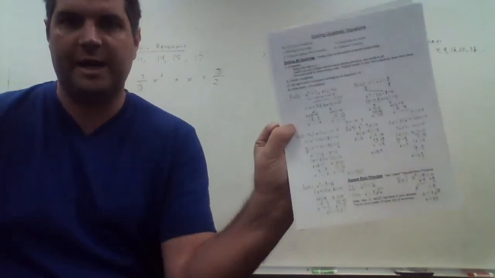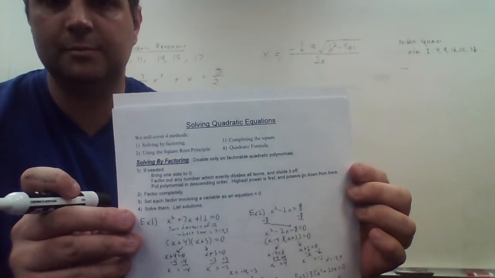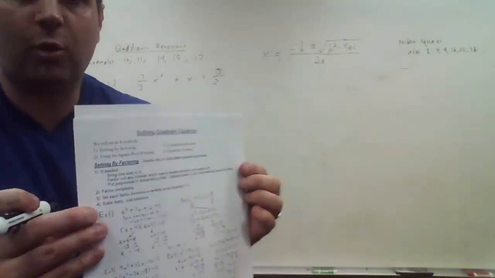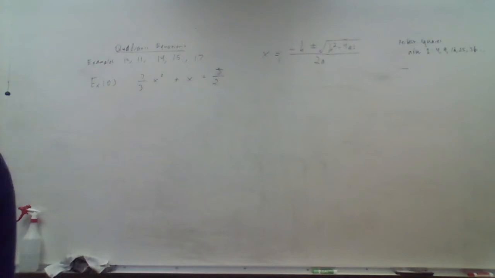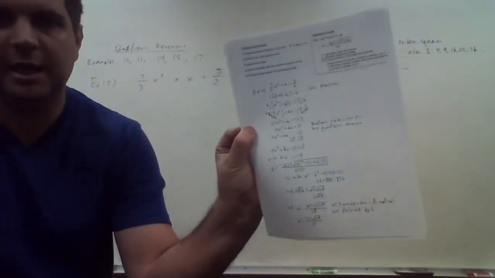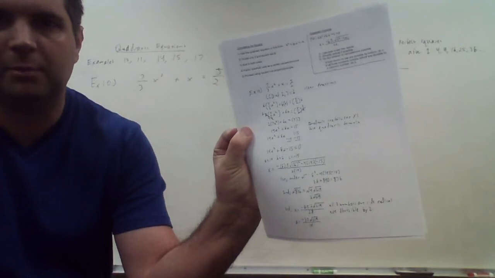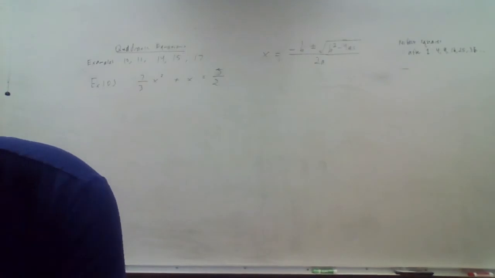I'm going to be referring to this document. Sorry, it flopped. But we're going to fast forward to example 10, which is in the completing the square quadratic formula section. It looks like this on the paper. The example is already on the board.